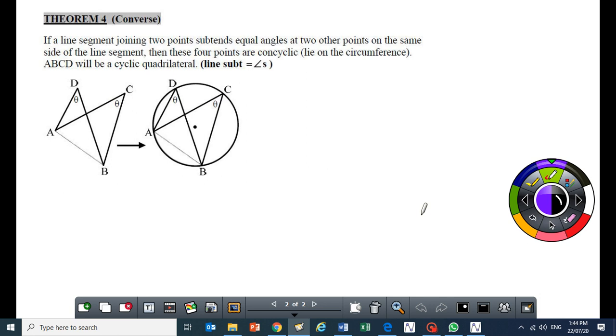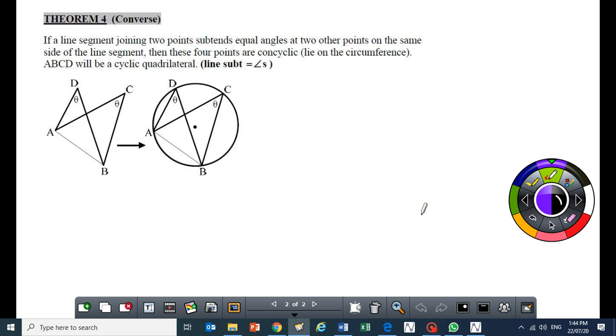Okay. So let's move on to theorem 4, the converse. Do you have any question? No. Okay, then sit properly.